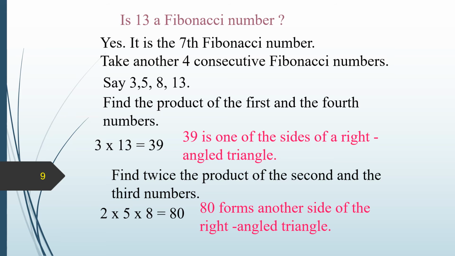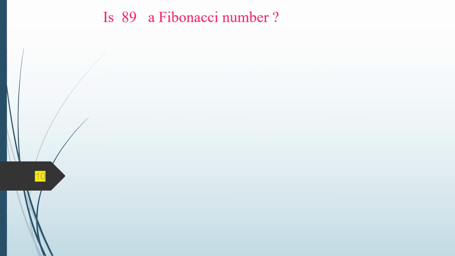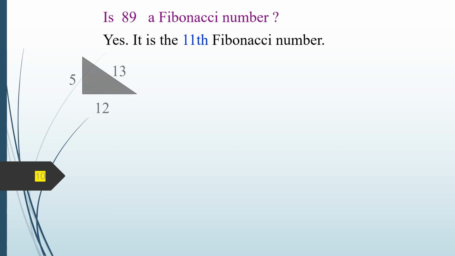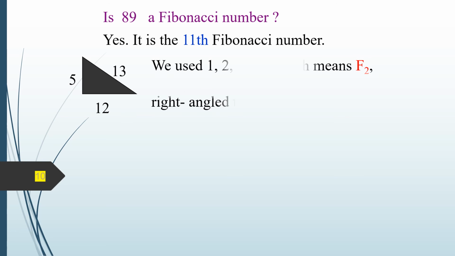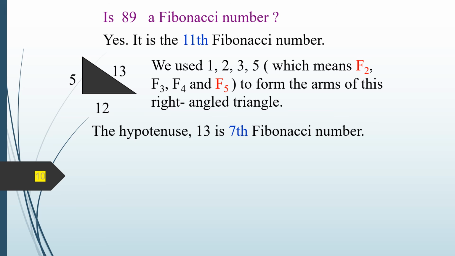And what is root of 39 squared plus 80 squared? That is the hypotenuse. That is 89. Is 89 a Fibonacci number? Yes, it is the 11th Fibonacci number. When we use 1, 2, 3, 5, which means Fibonacci numbers 2, 3, 4 and 5, to form the arms of the right angle triangle, then the hypotenuse is the 7th Fibonacci number.